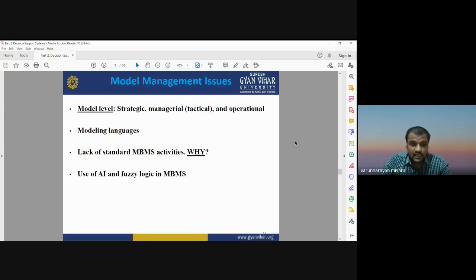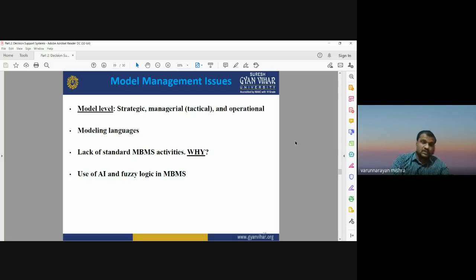The lack of standard MBMS activities, okay, model based management system, MBMS. So why is the model based management system required? The use of artificial intelligence and fuzzy logic can be used for model based management system. Right now, in the current digital world, the use of artificial intelligence and fuzzy logic is being used for several applications. So we can go for some advanced techniques like artificial intelligence and fuzzy logic in case of model management system.